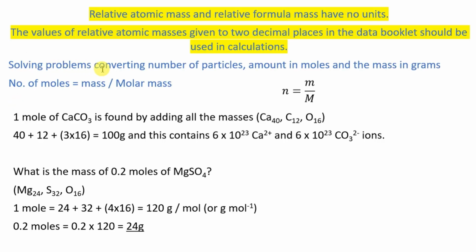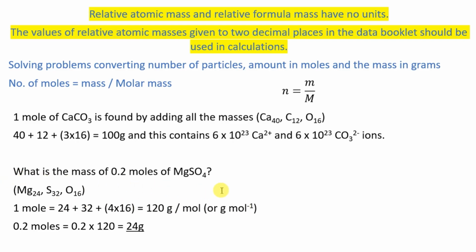Back to that one. Solving problems, converting number of particles, amount in moles, and mass in grams. Number of moles is mass divided by molar mass. N for number of moles, small case n, small case m for my mass, capital M for my molar mass. 1 mole of CaCO3 is found by adding all the masses. We've been doing that. Comes to 100 grams. That contains 6 times 10 to the 23 particles of calcium ions, Ca2+, and 6 times 10 to the 23 carbonate ions, CO3 2-.